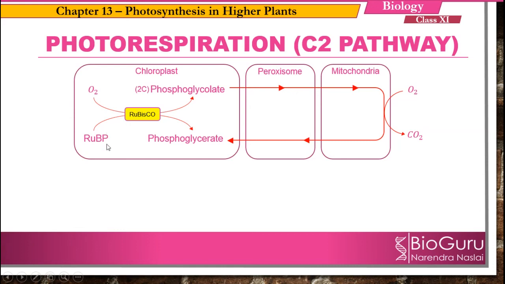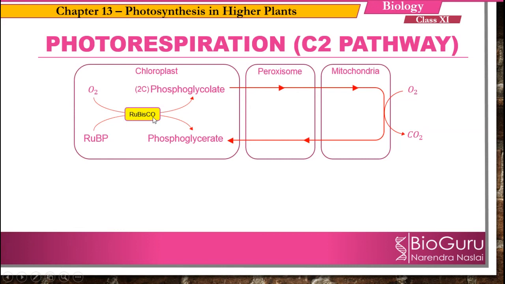But here RuBP is going to combine with the oxygen. Exactly the opposite is going to happen over here. RuBP is going to combine with oxygen instead of carbon dioxide. So here RuBP, after combining with the oxygen, is going to produce phosphoglycerate as well as the 2-carbon compound phosphoglycolate. And this reaction is catalyzed by the enzyme Rubisco.